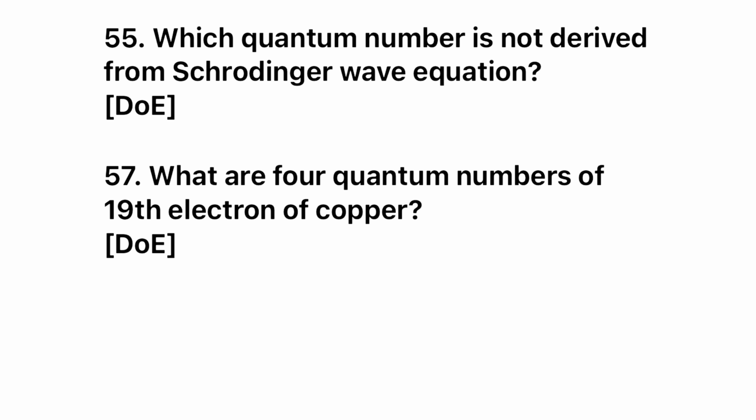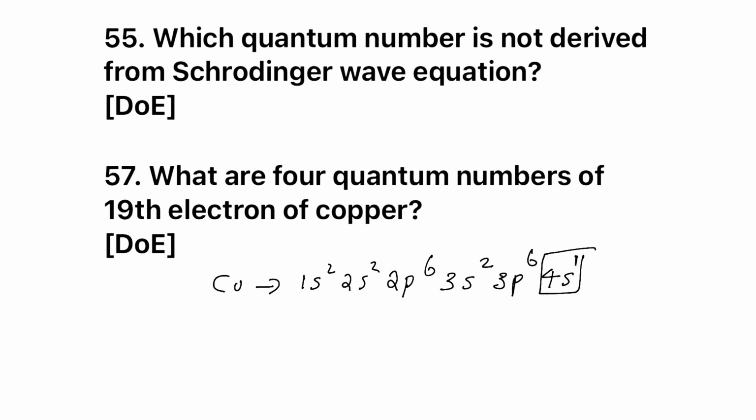What is the next question? What are the four quantum numbers of the 19th electron of copper? Okay, so we can write that. Copper: 1s2, 2s2, 2p6, 3s2, 3p6. Now it becomes 18. So the 19th electron is here, 4s1, right? Then, you know, copper has 3d10. Correct. So this is the 19th electron.